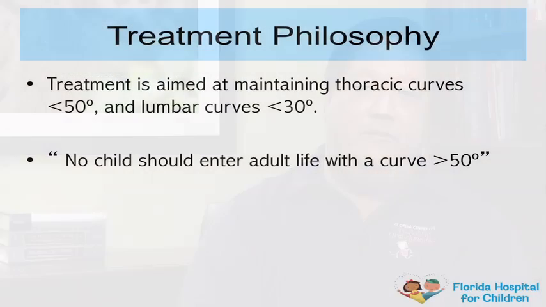So the treatment philosophy for scoliosis should be aiming to keep the thoracic curves at less than 50 degrees and the lumbar curves less than 30 degrees. My philosophy is that no children should enter adult life with a curve of more than 50 degrees. And those are children who we should try to get fixed surgically.